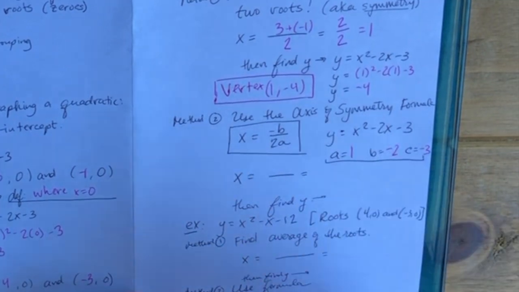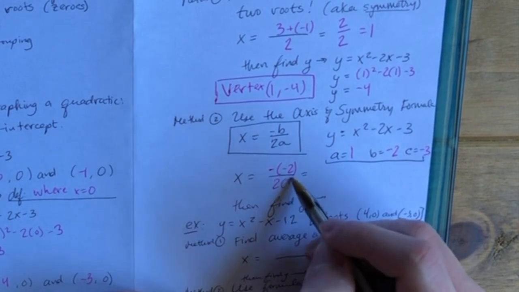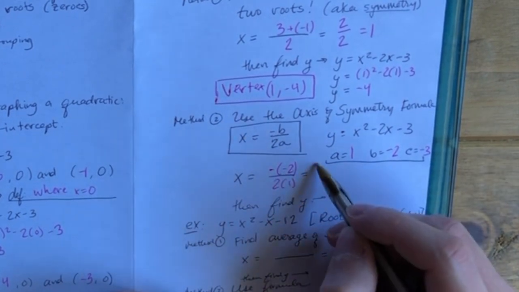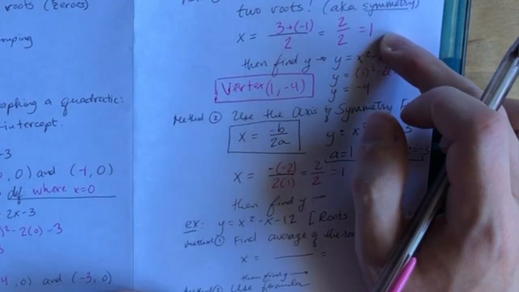So if we substitute in, well, we know negative b would be negative 2, and 2 times 1 is just 2. So negative negative 2 is positive 2. 2 times 1 is 2. 2 divided by 2 is 1.